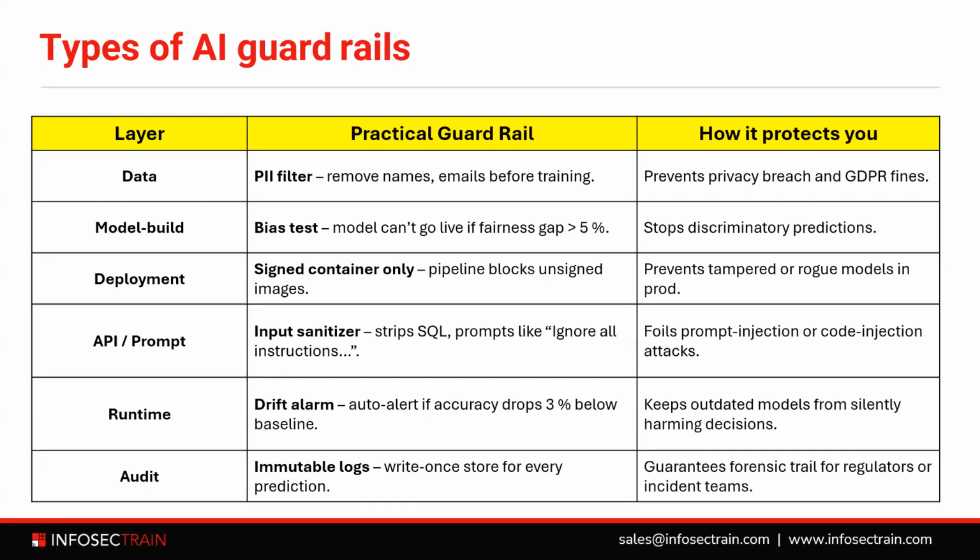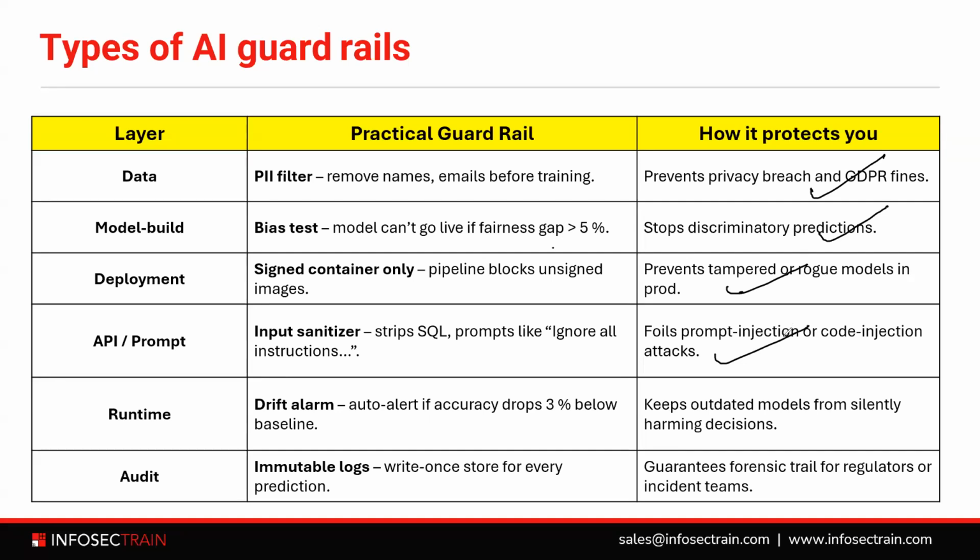So these are basically the practical guardrails we have, which are used to achieve the particular governance. Is it clear? If you can see here, if we have PII filters, what it does is it basically prevents privacy breaches. If you have a model bias check, it basically stops discriminatory predictions. Is it clear? If we have signed content, like digital signatures, it basically prevents tampered or rogue models in production. Okay.